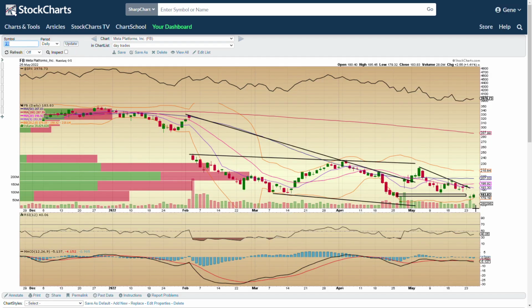Facebook has gapped down, tried to push up yesterday. It gapped down due to Snap's guidance, for them releasing guidance and just letting their investors know that they were not going to make their numbers, which is the right thing to do.